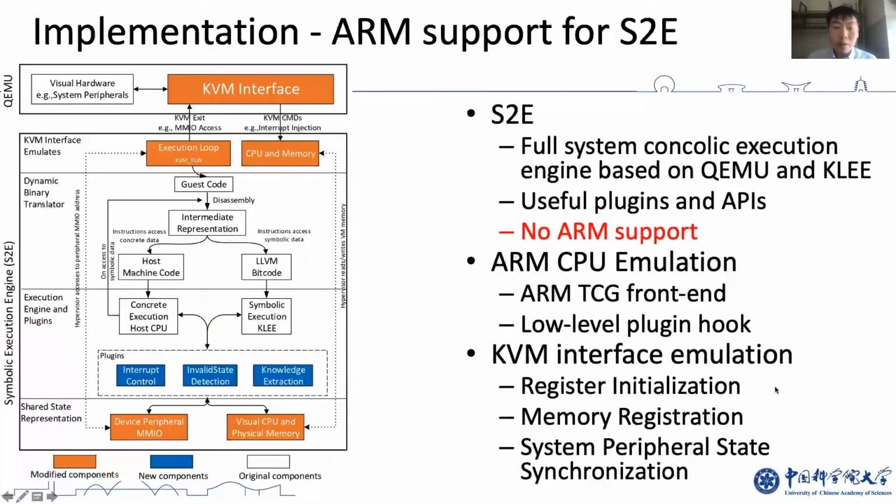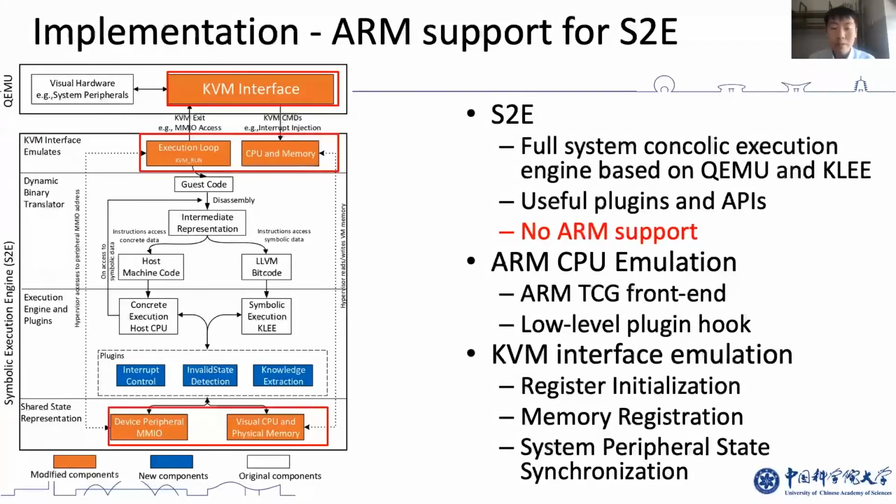So we realize our implementation on the S2E. S2E supports full system dynamic symbolic execution and provides useful plugins and APIs for ours. However, current S2E does not provide ARM support. So we first port the QEMU ARM DBT to the S2E for CPU emulation, and we generate events that are used for S2E plugin firmware. The second task is to make the emulated ARM CPU manageable with the KVM interface.